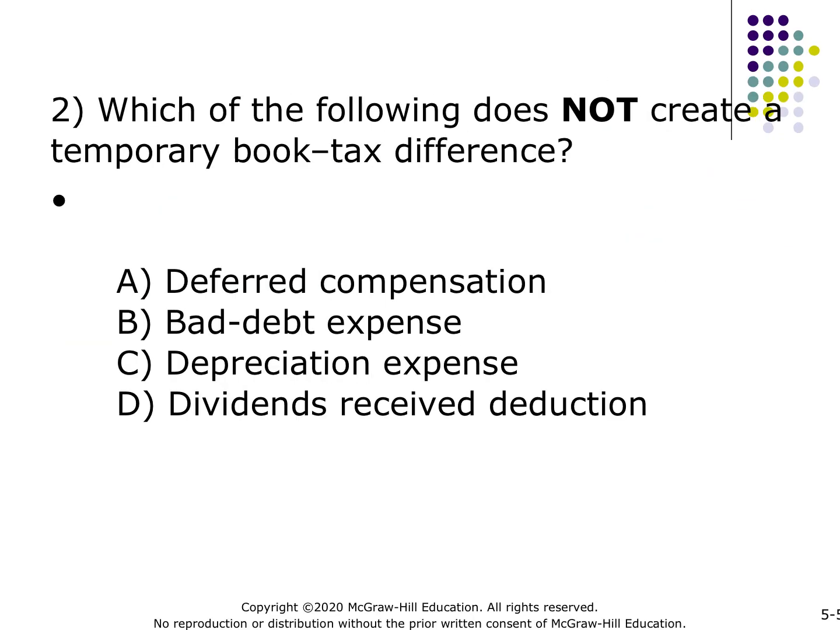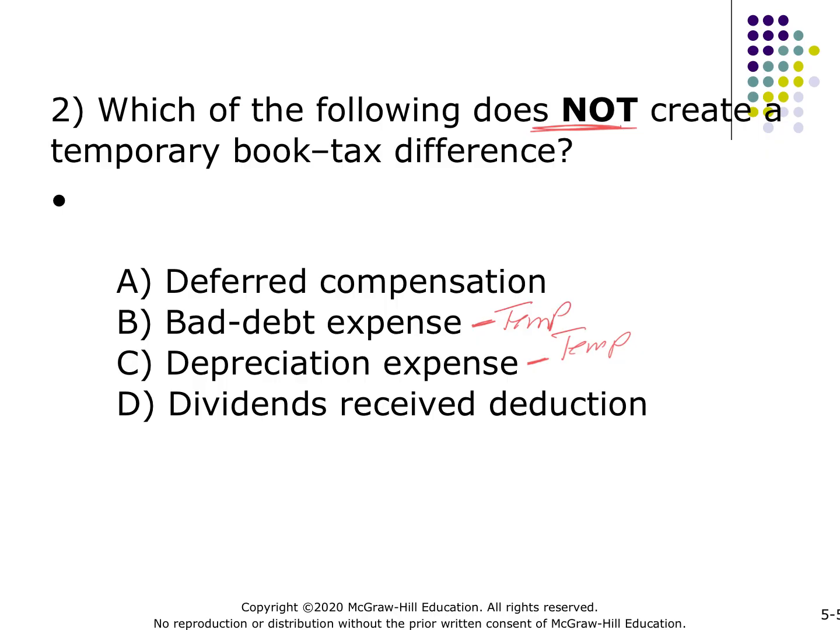All right, next question. Which one of the following does not create a temporary book tax difference? In other words, which one is permanent? Well, what do we know? We know depreciation expense is the most common temporary. Bad debt expense: well, what happens, hopefully, to bad debt expenses? They get collected. So that is also temporary.